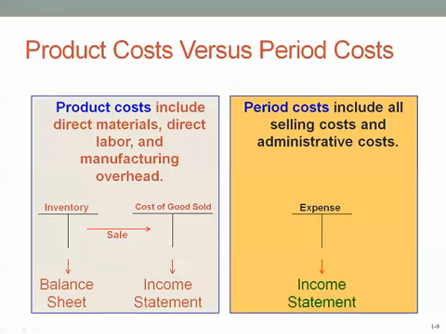Period costs include all of our selling and administrative costs. They go directly to the income statement. The idea being, period costs don't provide any future benefits to our company. They will not generate any future revenues, so they'll get recorded directly on the income statement in the period in which they are incurred.